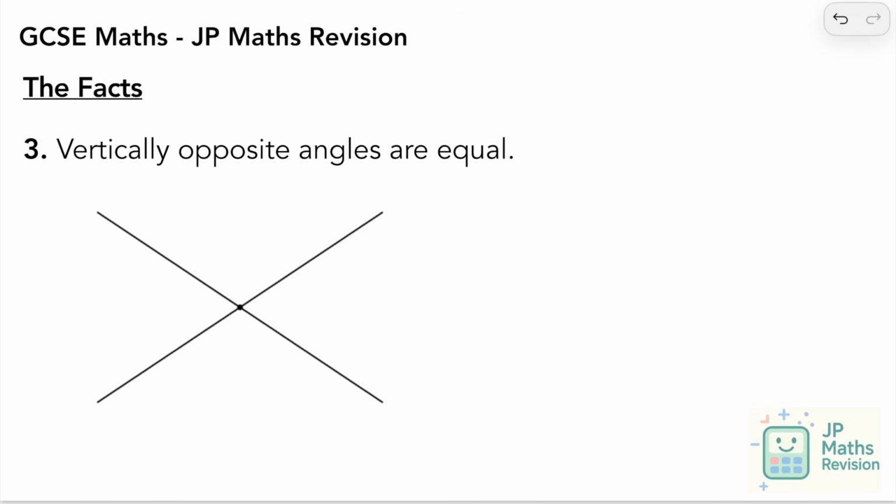The third one is that vertically opposite angles are equal. So for example, if I knew this angle here was 110 degrees, I could say this one here is also 110 degrees because they're vertically opposite. Similarly, this one is 70 degrees, and so this one must also be 70 degrees because they're vertically opposite as well.